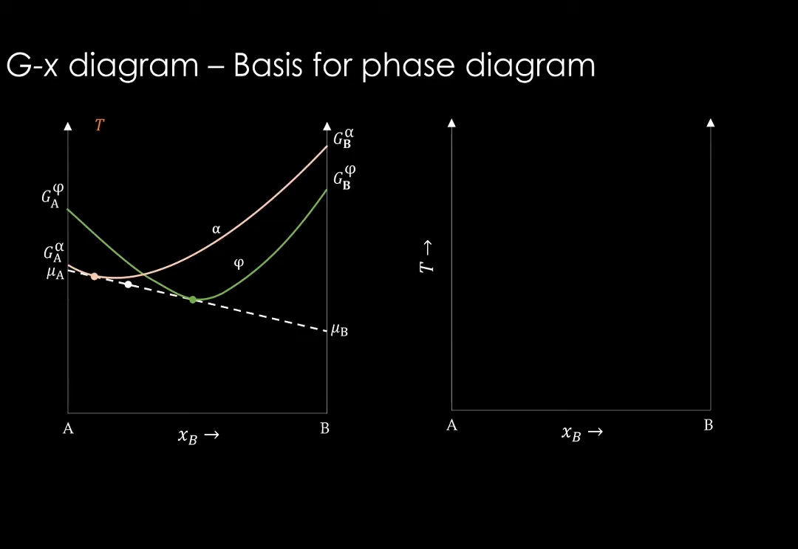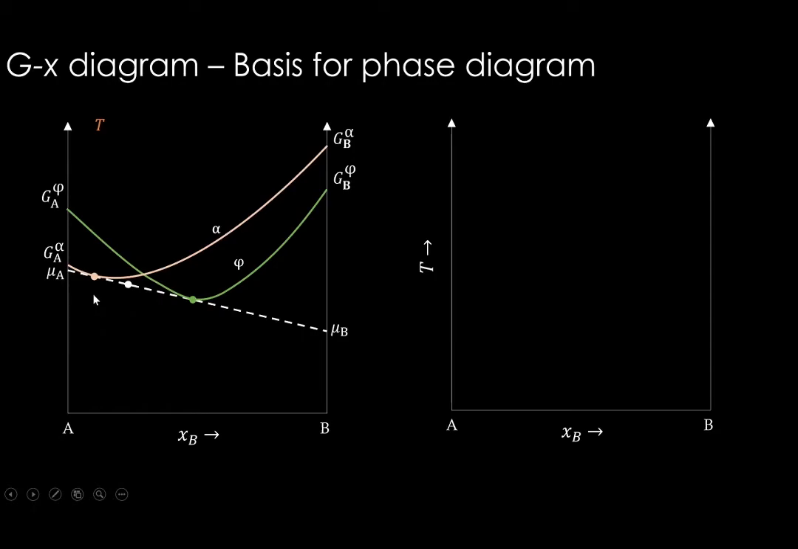Now we will see how this Gibbs energy composition diagram can be the basis for the phase diagram. On the left hand side we have the Gibbs energy composition diagram with the overall composition at this point. When two phases are in competition, the curves are intersecting. On the right hand side we have the temperature versus composition diagram. So this is the phase diagram. We will see how this forms the basis for this phase diagram.